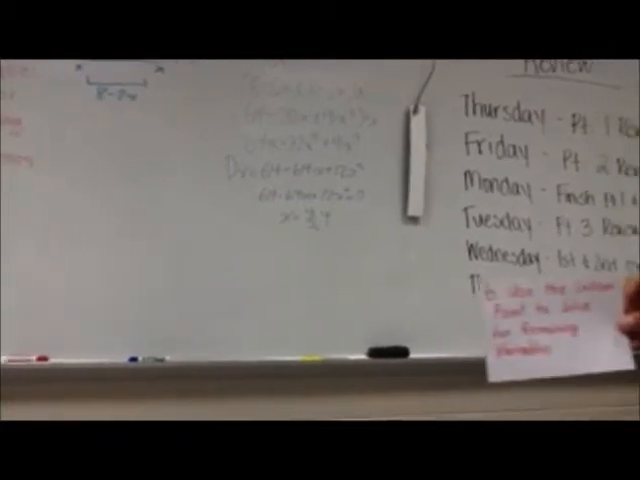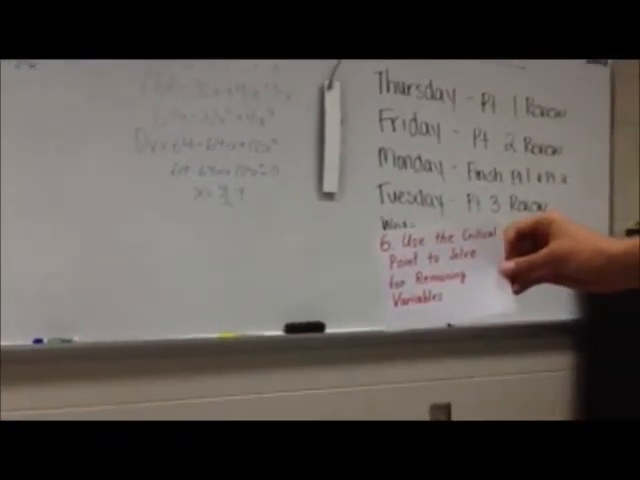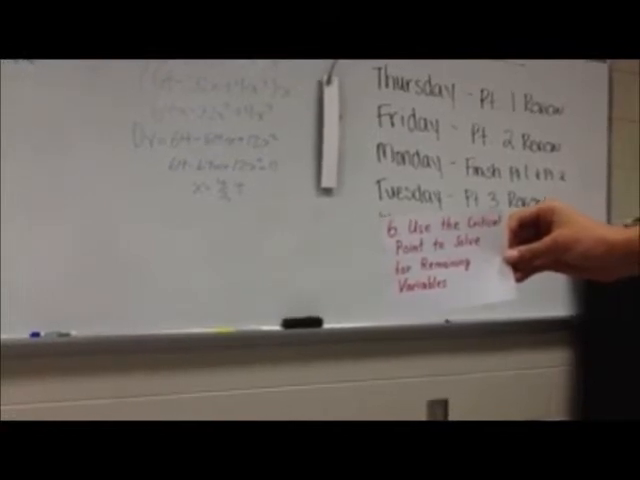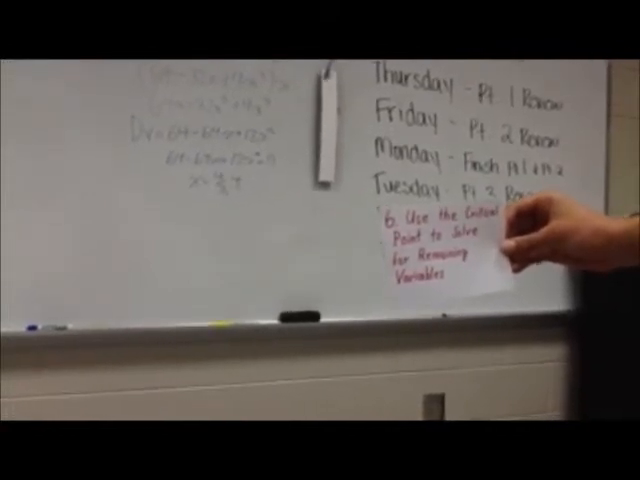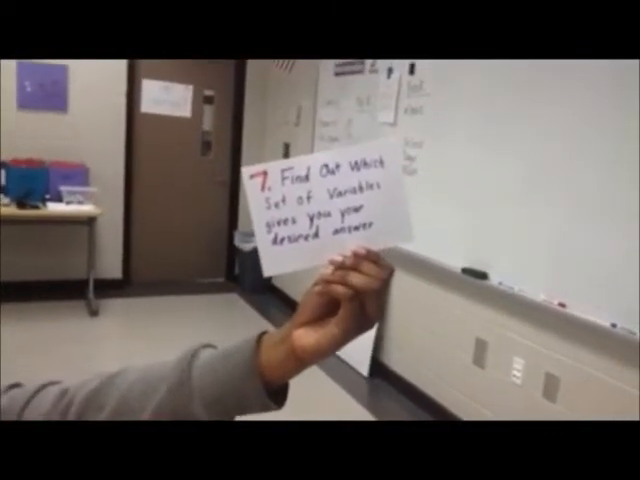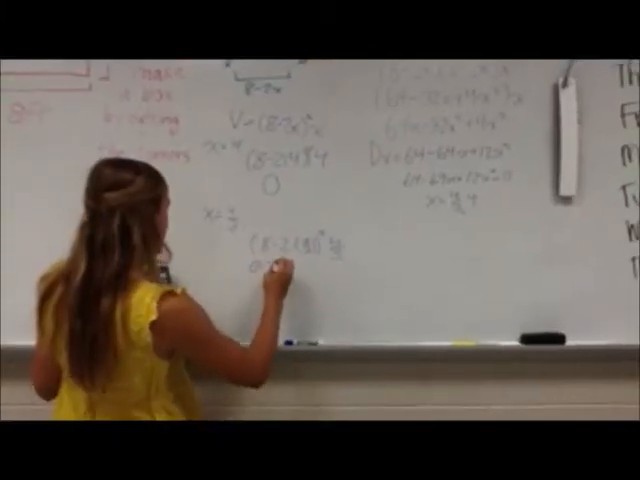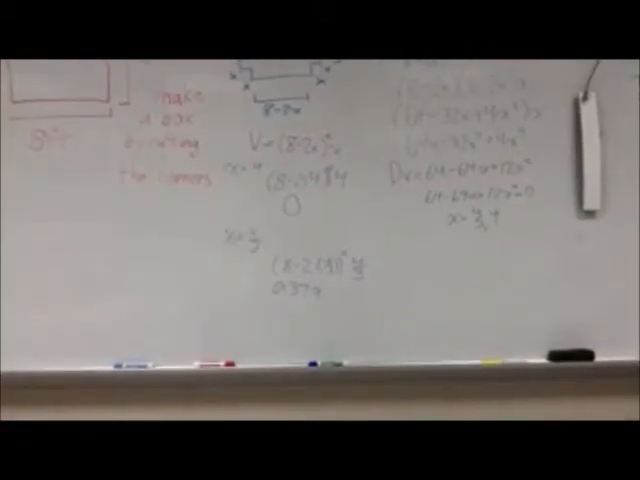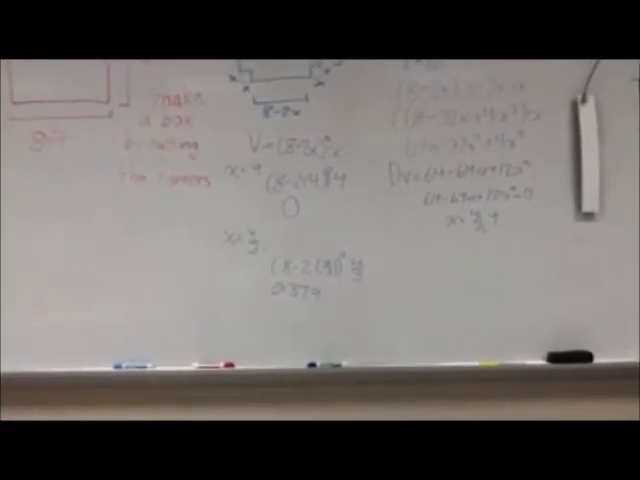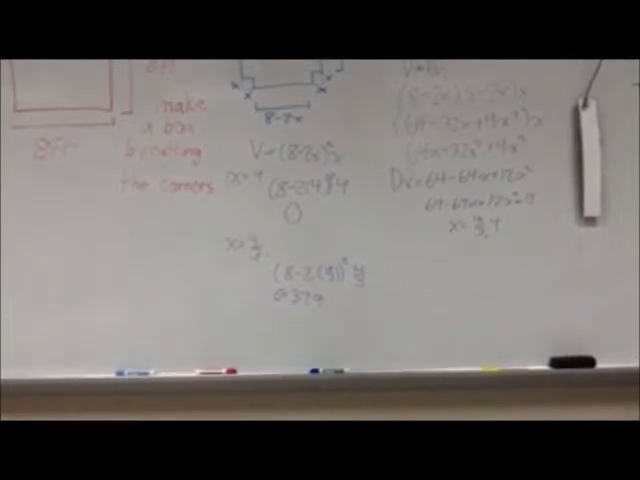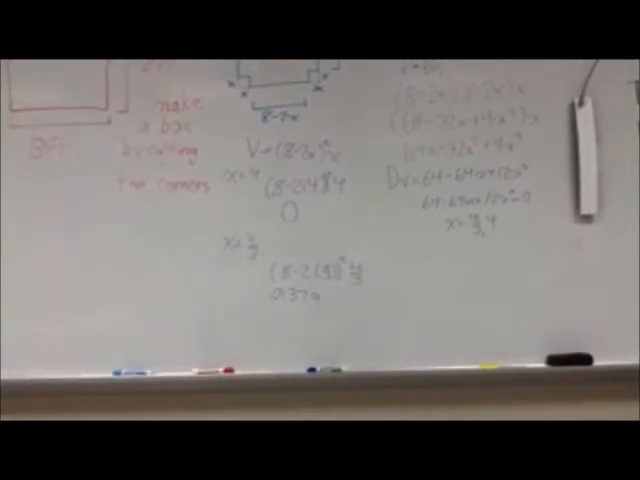The next step is use the critical points to solve for remaining variables. However, since we have no remaining variables, we can ignore this step and move on. And the final step, find out which set of variables gives you your desired answer, whether it's a maximum or minimum. Since one of our critical points gives us an answer of 0, and the other gives us an answer of 37.9, and we're looking for the maximum volume, we know that 4/3 is our answer.